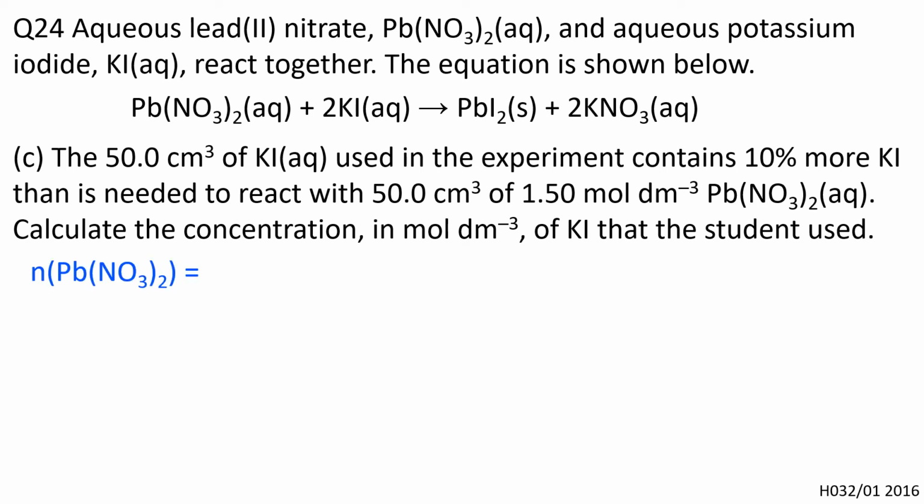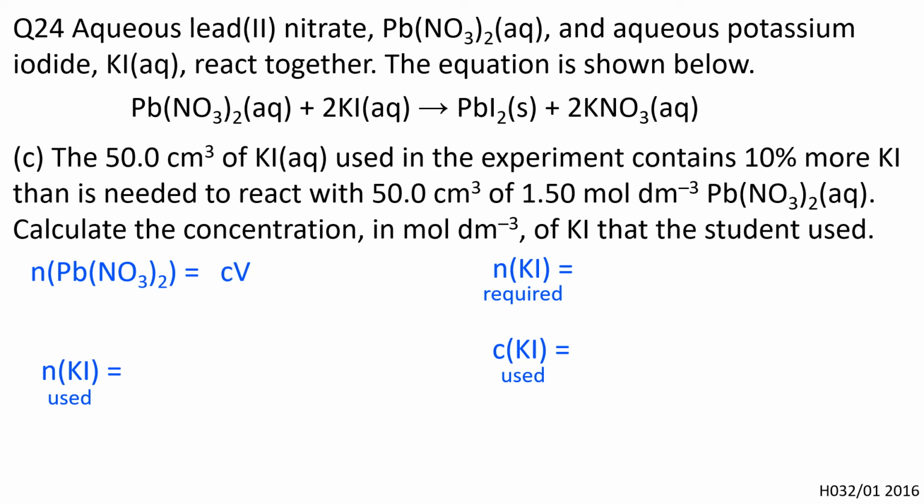So the first thing we can do is work out the amount in moles of lead nitrate. If you look at the question there, we've got a volume of lead nitrate and we've got a concentration of lead nitrate. From that, we can work out the amount of KI required for the reaction using the balanced equation. And then we can work out the amount of KI used. And the amount of KI used, remember from the question, is 10% more than what is needed or what is required. And the concentration of what is used can finally be worked out to get our final mark.